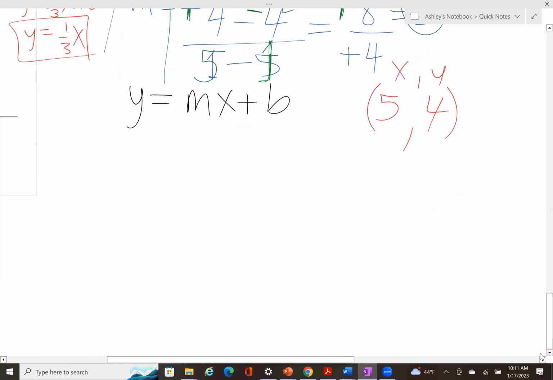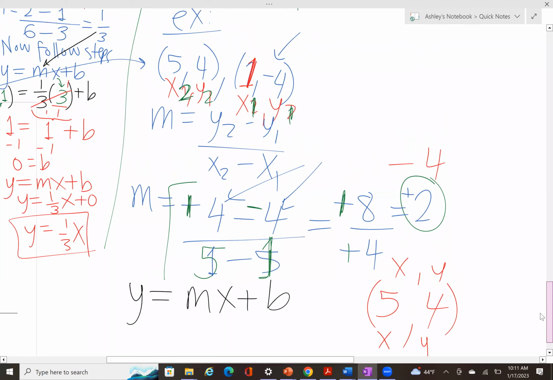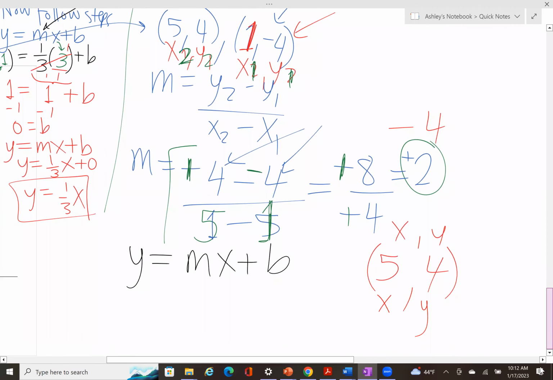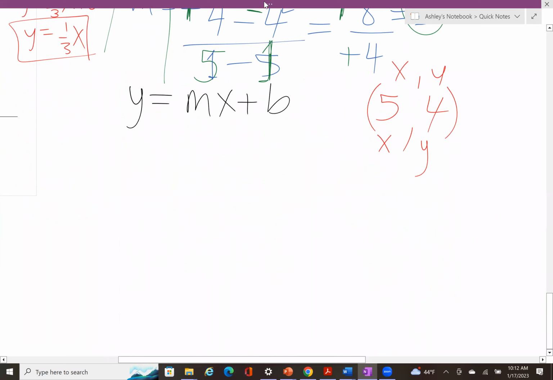If you have to go to another class or whatever, it doesn't really matter what point you use at this point. You can use one with larger numbers or smaller numbers. Even though the first point has larger numbers, the second point has a negative. I'm not a big fan of that, because with the negative, I'm more likely to make a mistake. So I'm going to choose 5, 4 to be my X and Y, but you should get the same answer no matter which point you use as your X and Y.